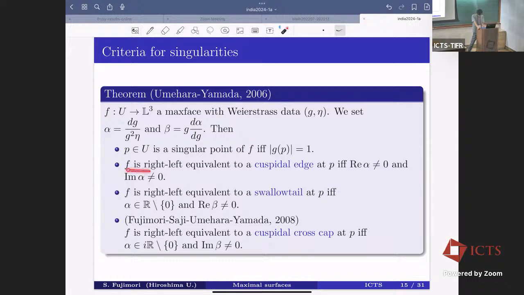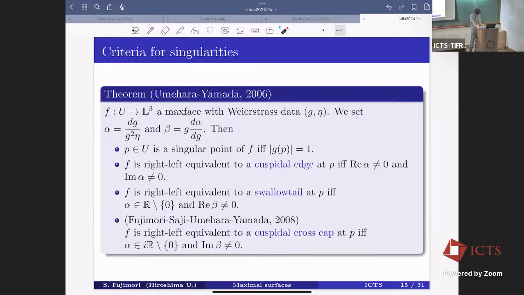And F is right-left equivalent to a cuspidal edge at P if and only if the real part of alpha and the imaginary part of alpha are non-zero. So if we compute these real and imaginary parts and they are non-zero, and G satisfies this, then we can say the singularity is a cuspidal edge. And F is right-left equivalent to a swallowtail at P if and only if alpha is a non-zero real number and the real part of beta is non-zero.